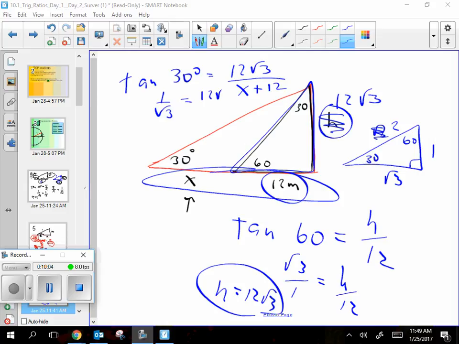equals 12 root 3 over x plus 12, and cross multiply, and you have x plus 12 equals, what's root 3 times root 3? It's root 9, which is 3, and 3 times 12 makes 36. And then I subtract 12 from both sides, and I get x equals 24. Did you guys get 24? Okay, cool.